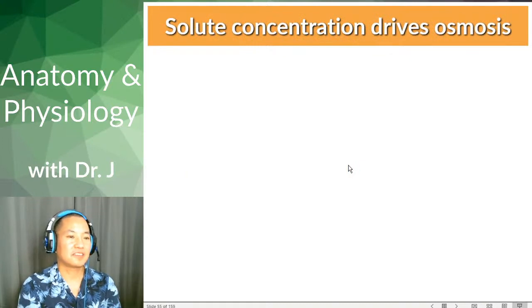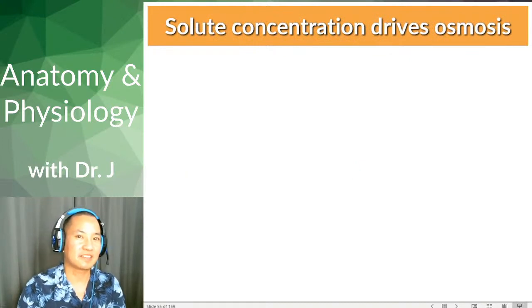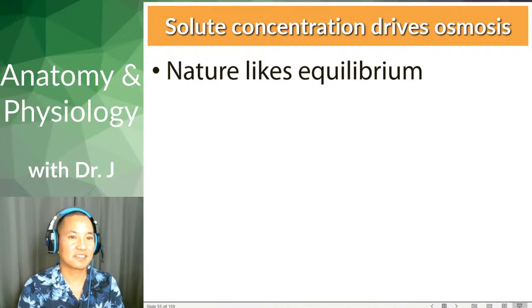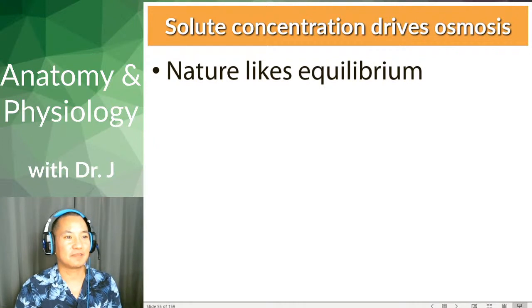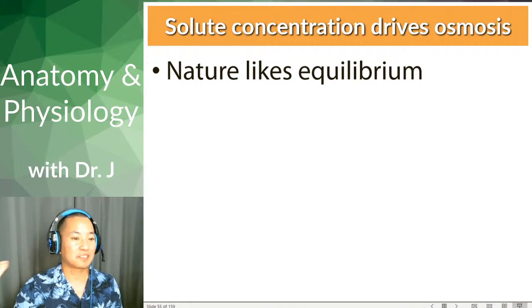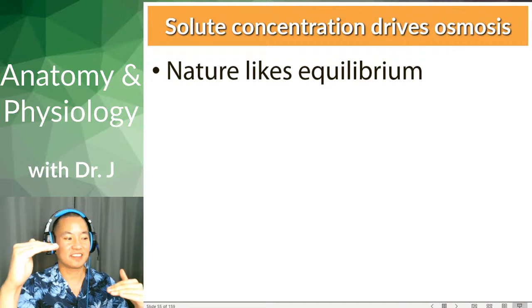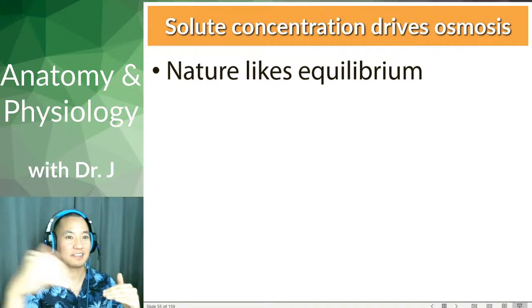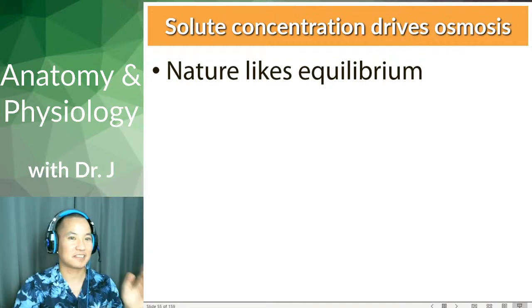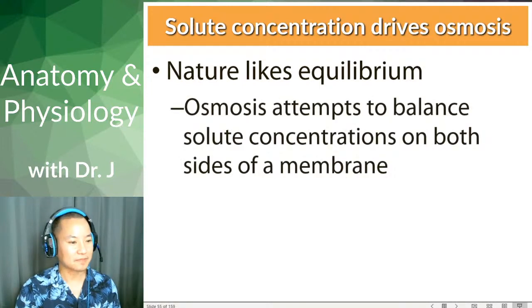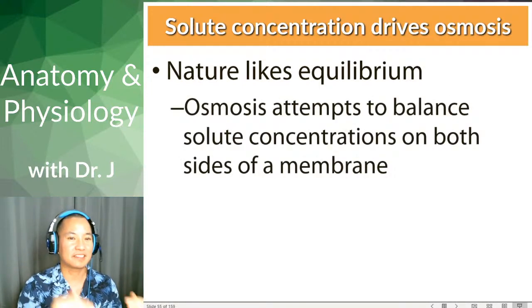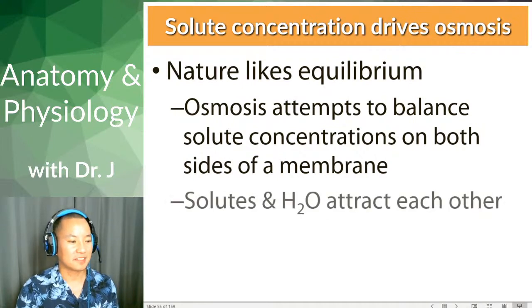Solute concentration drives osmosis, but there's a twist. Nature likes equilibrium, and it's not just about homeostasis. Nature doesn't like it when you have more things piled up on one side and less on the other. And if there's any ability for it to move from the high concentration to the low concentration, nature is going to push it that way. So osmosis tries to balance out the concentration. If there is a concentration difference between two solutions and there's a membrane between them, then nature tries to make the concentrations equal, tries its best.